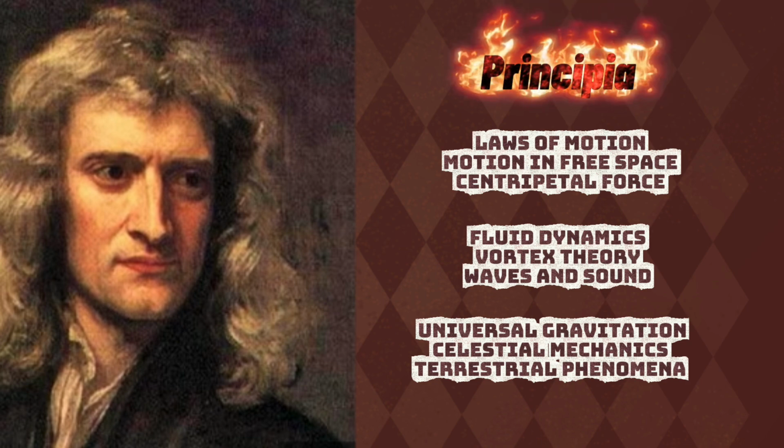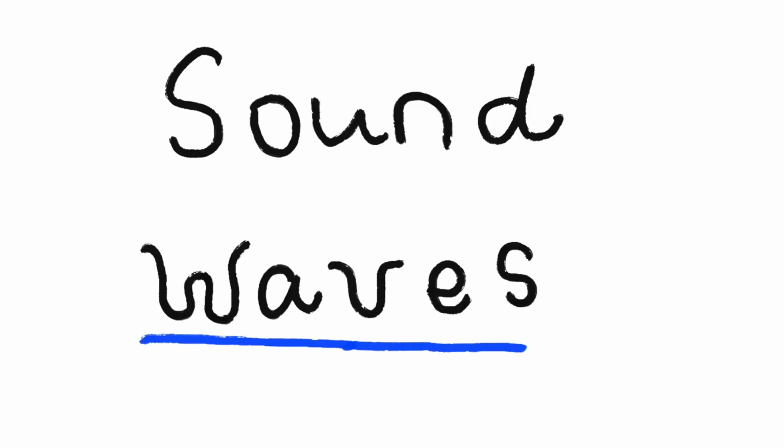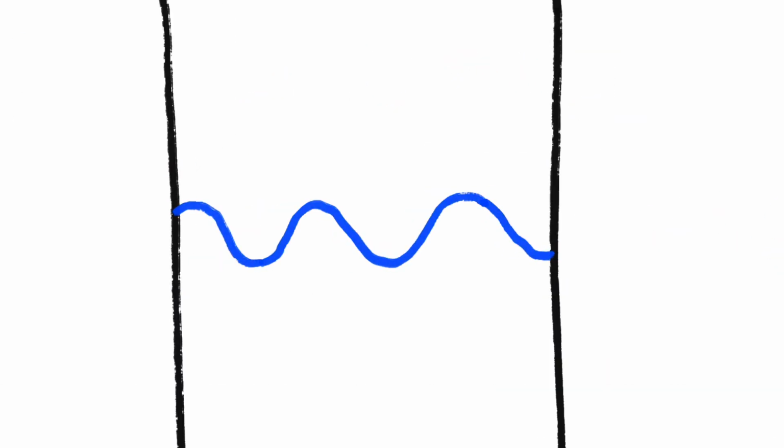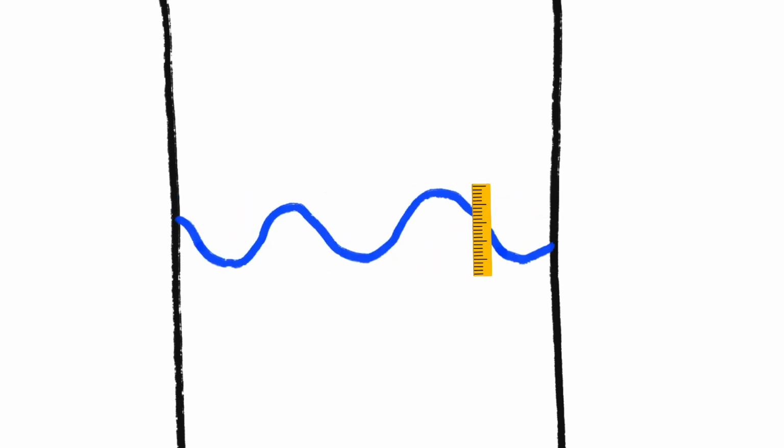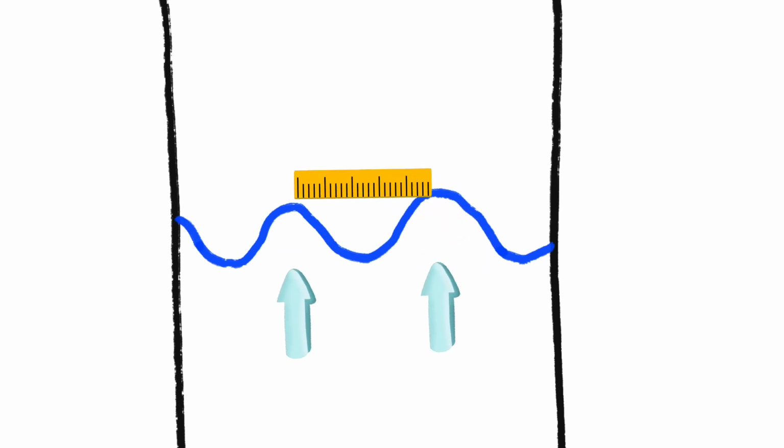We are going to learn about waves and sound. Now we're going to start talking about sound waves. As you can see, this is a sound wave. It is moving from left to right. The distance from the top to the bottom of the wave is the amplitude. The distance between each peak of the wave is the wavelength.